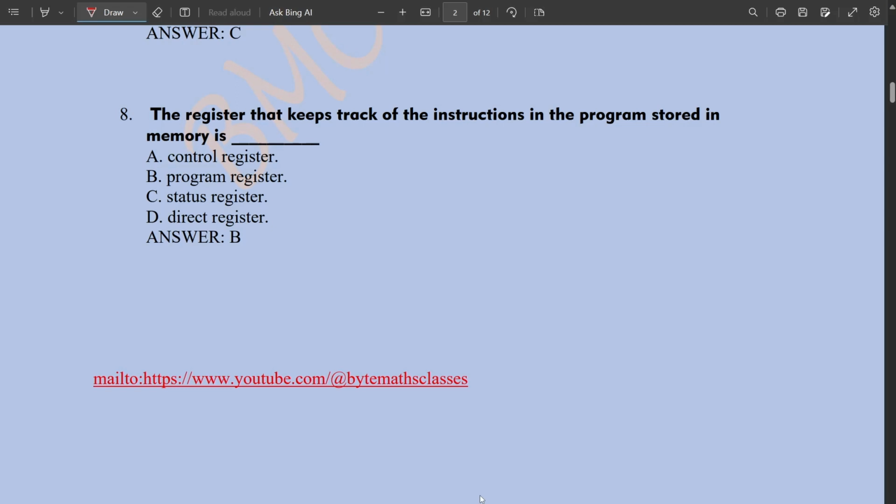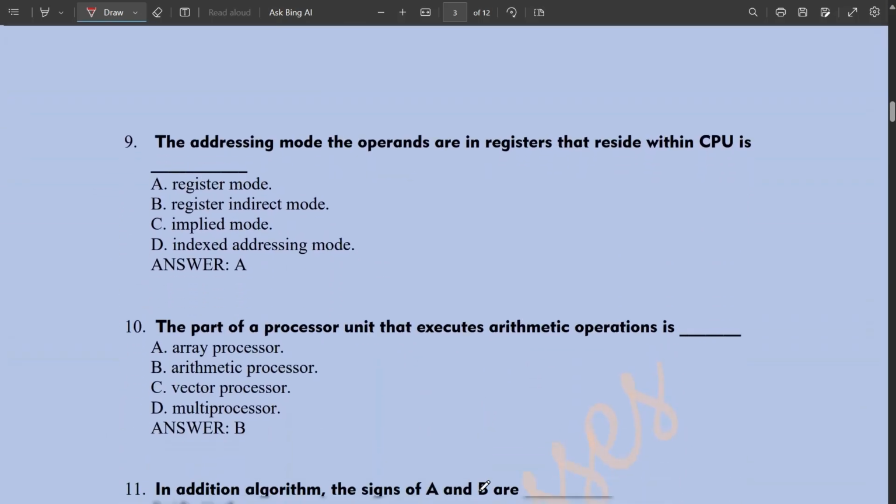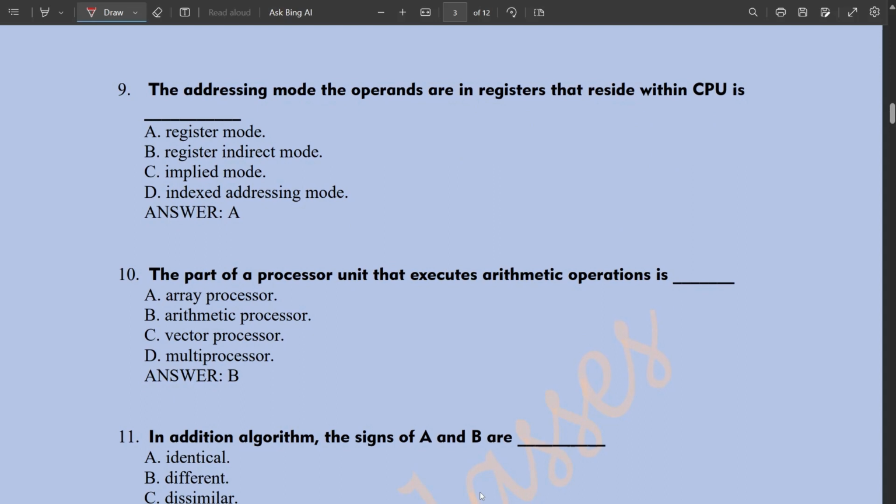Next, the register that keeps track of the instructions in the program stored in memory is the program register. Option B is correct. Next, the addressing mode where the operands are in registers that reside within the CPU is called register mode.